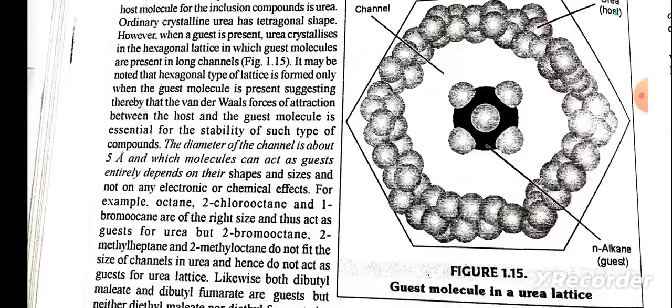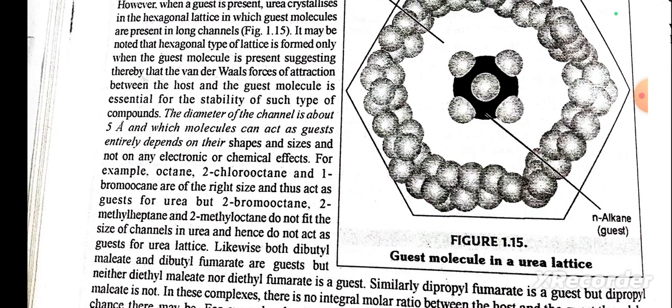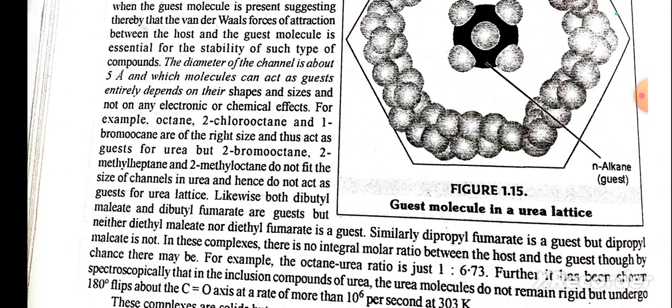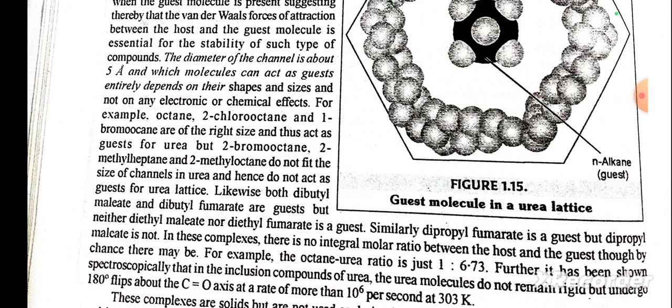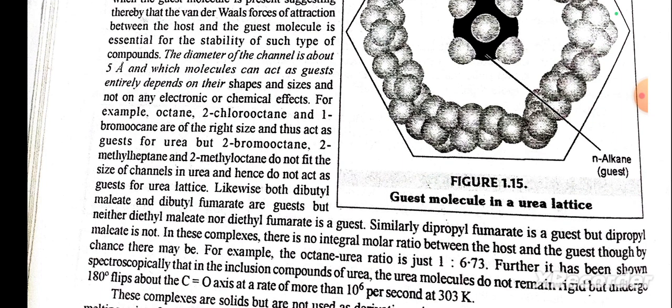The diameter of the canal is about 5 Å, and which molecule can act as a guest depends upon its shape and size, not on electronic or chemical effects. For example, octane, 2-cyclooctane, and 1-bromooctane are of the right size and act as guests of the urea. However, 2-bromooctane, 2-methylheptane, and 2-methyloctane do not fit in the size of the channel in the urea, and hence do not act as guests of the urea lattice.